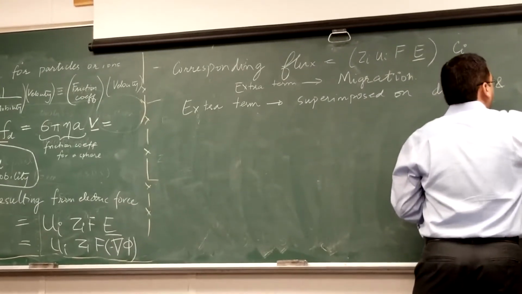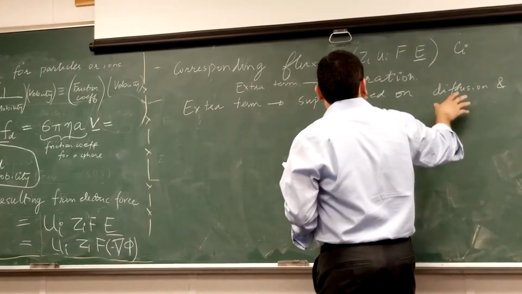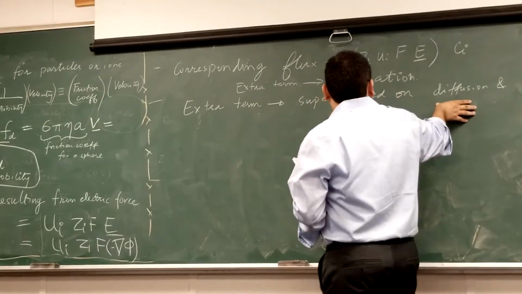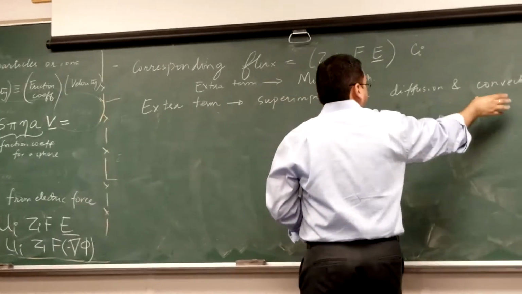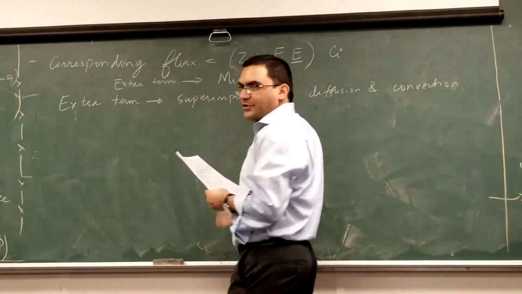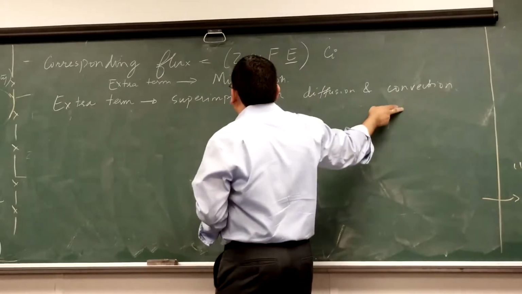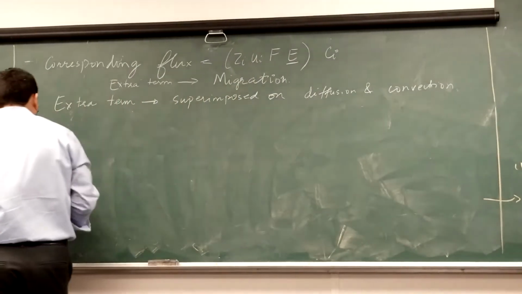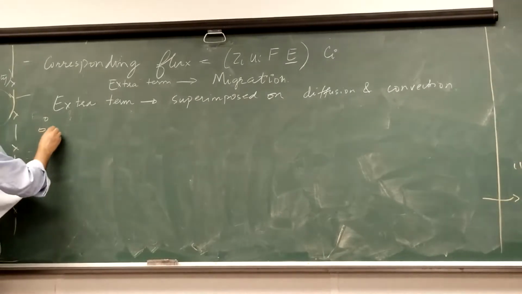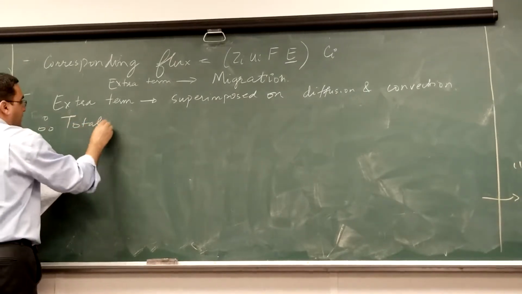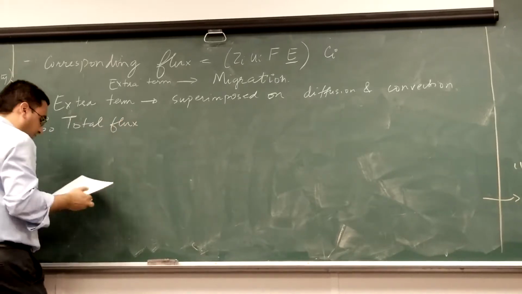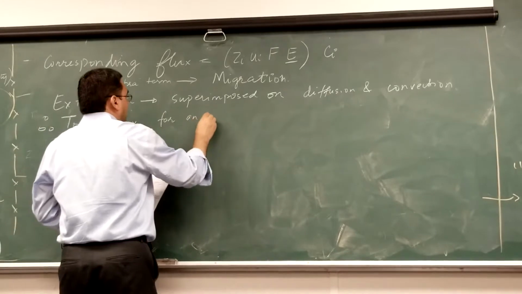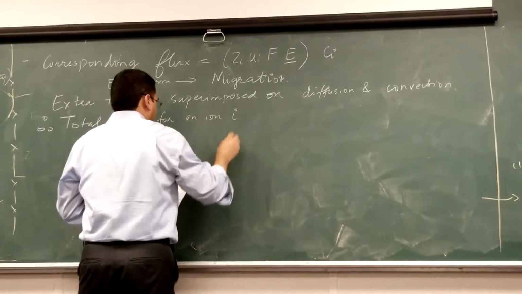So if there is no flow and no charge, then you have only diffusion to worry about. If there is flow, then you'll have more material reach a particular surface per unit area per unit time because of convection. And then if there is charge, then there could be a third contribution. Therefore, total flux for an ion i in dilute solution.